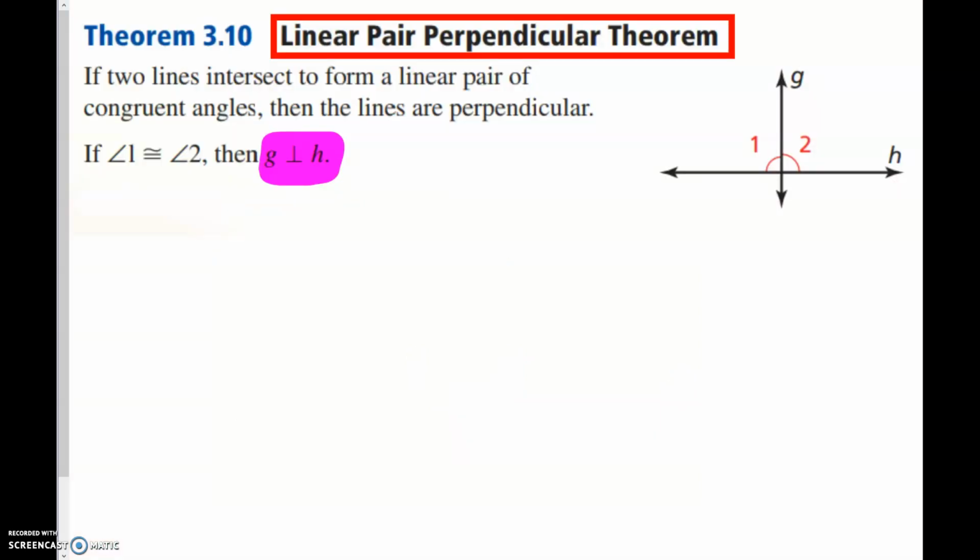All right, so we have a theorem that's called the linear pair perpendicular theorem. So if two lines intersect to form a linear pair of congruent angles, so 1 and 2 are a linear pair of congruent angles, then the lines are perpendicular. And we call that the linear pair perpendicular theorem. Now, sometimes I have a hard time remembering the linear pair perpendicular theorem, so I just simply describe it. If two lines intersect to form a linear pair and the angles are congruent, then they must be perpendicular. So sometimes I just don't remember the exact name. I just use words and describe it.